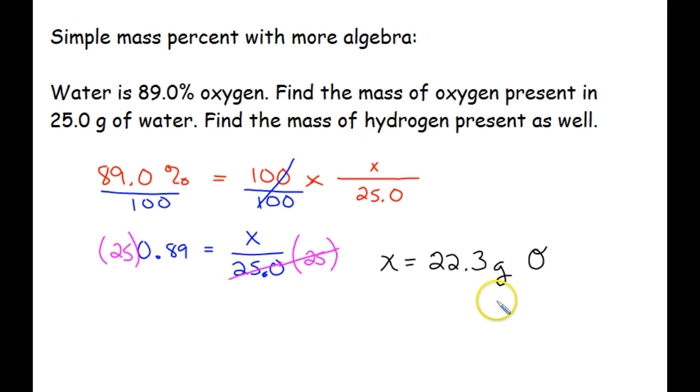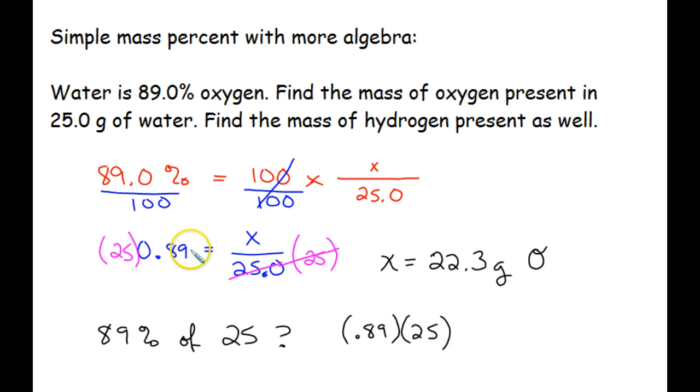Now, the other way of looking at this is just to say, what's 89% of 25? And the way you would do that is to say 0.89 times 25, which is in effect what we ended up doing. And it's 22.3 with 3 sig figs.